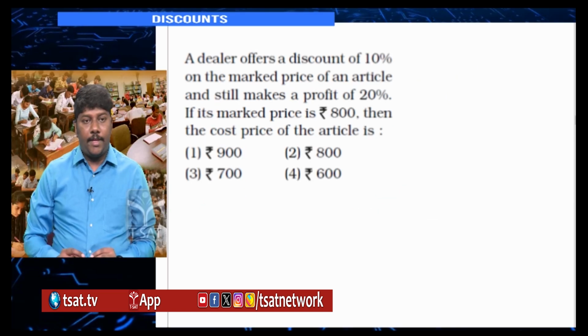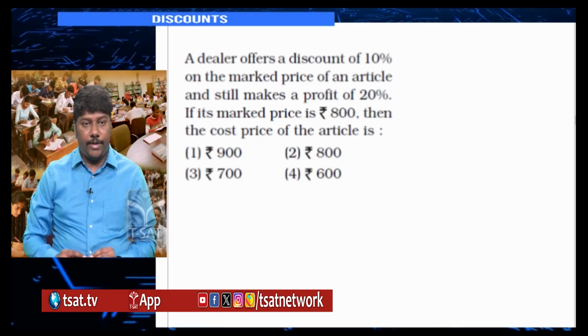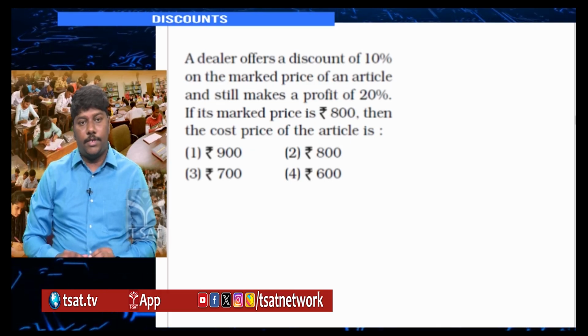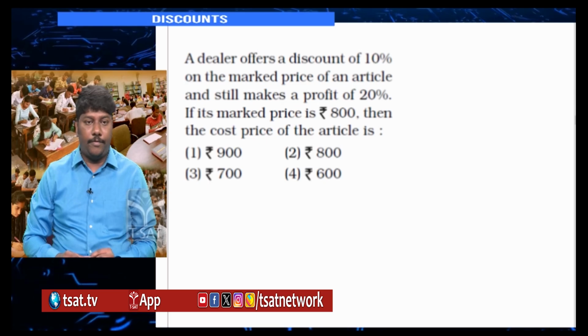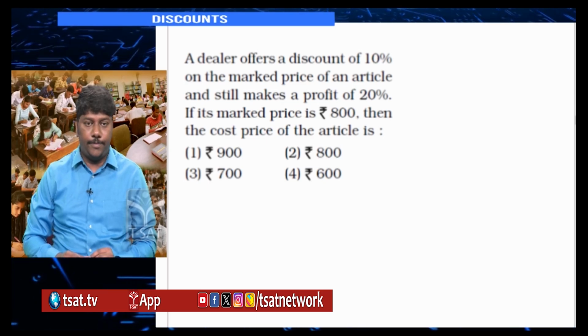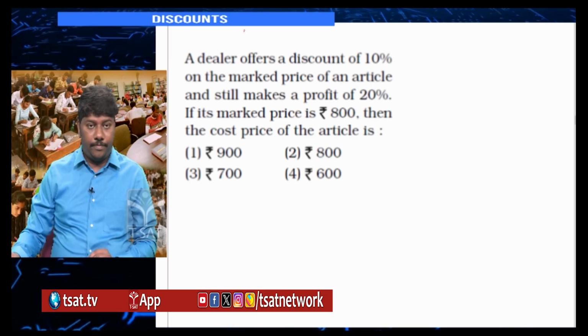Look at the next one. A dealer offers a discount of 10% on the marked price of an article and still makes a profit of 20%. He offers a discount of 10% and still makes a profit of 20%. If its marked price is 800, then the cost price of the article is? The relation between MP, CP, discount and profit.